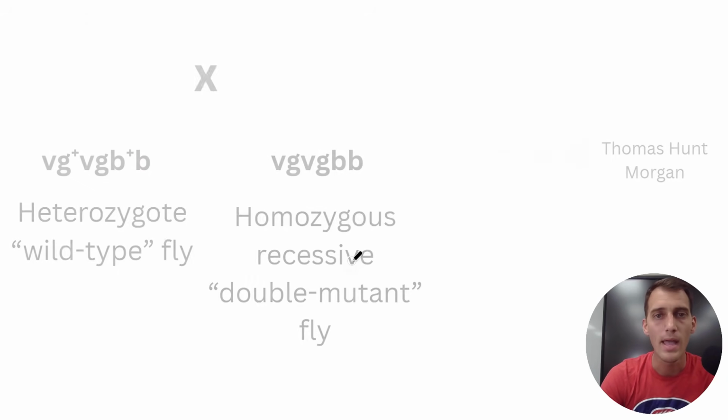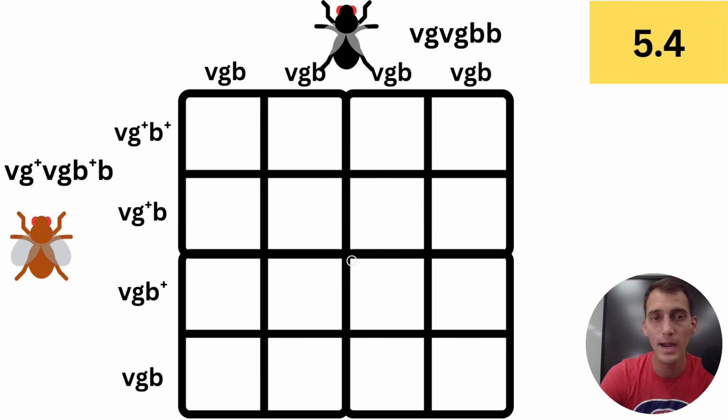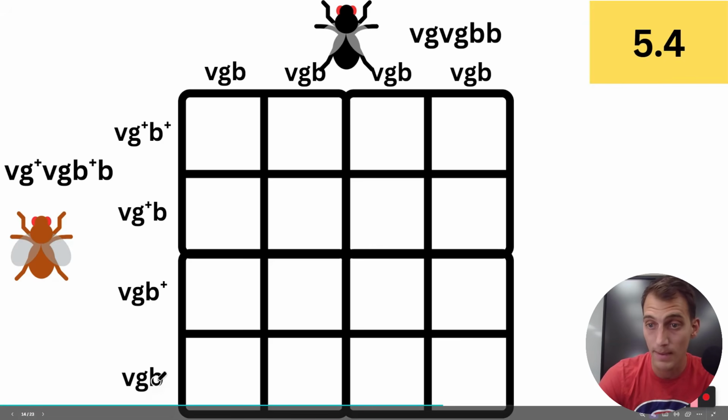Now if we cross these two flies, let's set up a dihybrid cross here. You would have to do your FOIL method once again. We got our dihybrid cross set up already for us, but if we did our FOIL method, we'd have one possibility where both wild type alleles, one or the other, are getting passed down, and then neither wild type alleles are getting passed down.